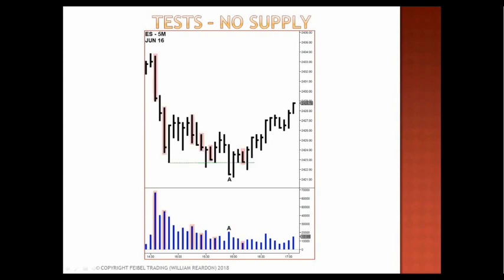Now this slide shows the diminishing volume. Ergo, supply in the market is drying up. This is a powerful tool that most traders will not recognize, this subtlety. What am I seeing here? Down bar, down bar, down bar, down bar, down bar, down bar. All the down bars are decreasing in volume. Ergo, we know there's no supply in the market.